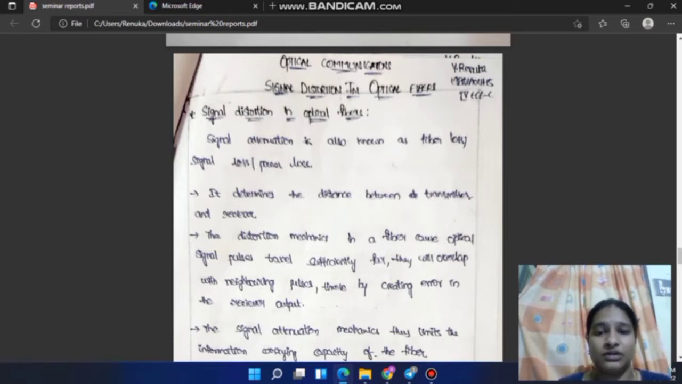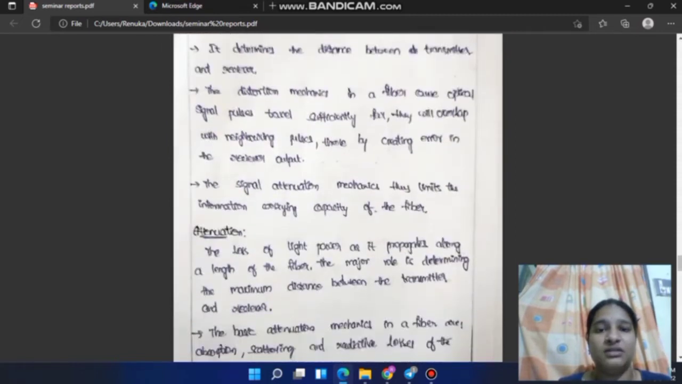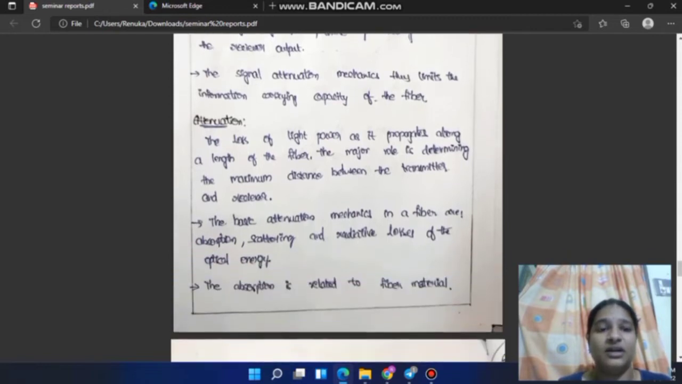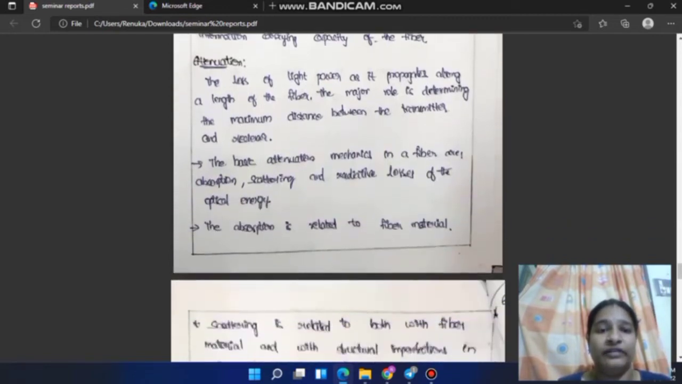Signal attenuation is also known as fiber loss, signal loss, or power loss. It determines the distance between the transmitter and receiver. The distortion mechanics in a fiber cause optical signal pulses to travel sufficiently far that they overlap with neighboring pulses, thereby creating errors at the receiver output. The signal attenuation mechanics limits the information carrying capacity of the fiber.